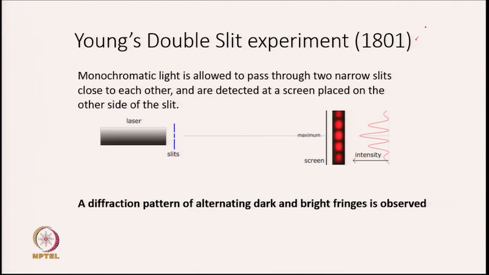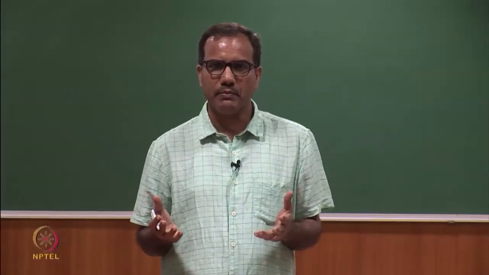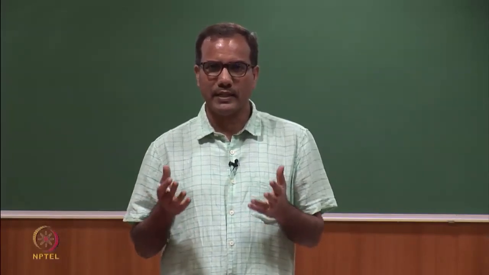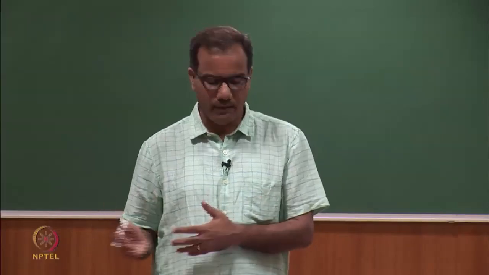What he did is he passed monochromatic light through two narrow slits placed close to each other, as given in this figure, and it is detected at a screen placed on the other side of the slits. What he got on this screen is a diffraction pattern of alternating dark and bright fringes, and that is only possible with a wave. So, electromagnetic radiation acts like a wave.